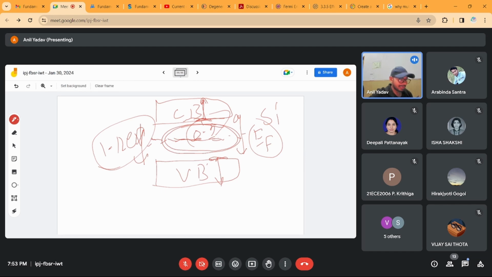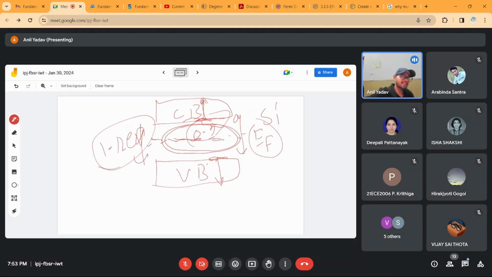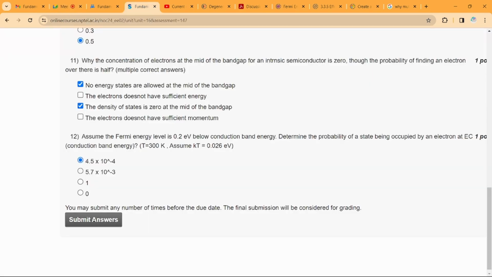So this is fine, correct. And the electrons do not have sufficient energy. No. Electrons have sufficient energy with the phonons. Okay. At room temperature, it is asking about the concentration. They have not mentioned any temperature actually.